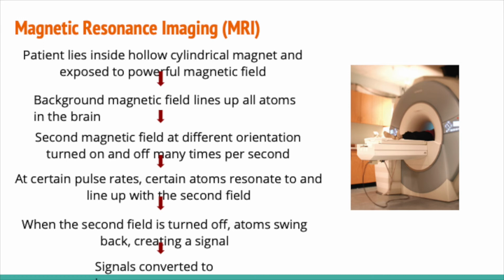At certain pulse rates, certain atoms resonate to line up with the second field, and when this second field is turned off, atoms swing back to their original position, creating a signal. This signal can then be converted into images.